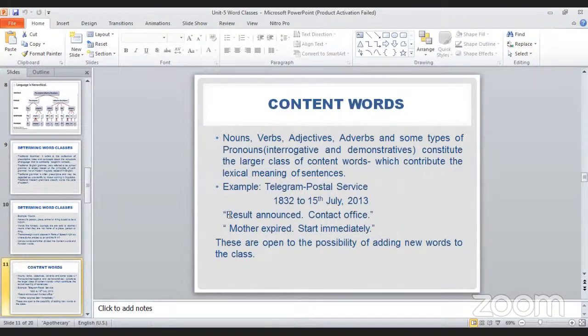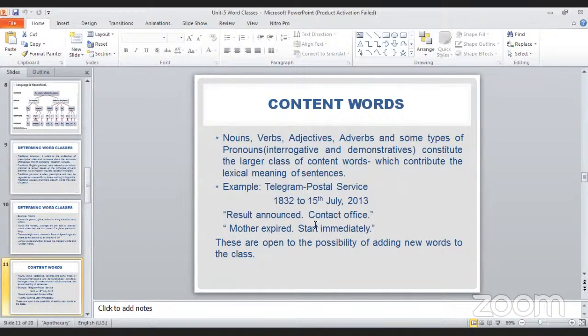So in telegrams, they were sent like this: results announced, contact office. Mother expired, start immediately. This is what a telegram was like. And what happens when a sentence or a word is given like this? They are open to the possibility of adding new words to the class. So in here, I can add some more content. For example, the results have been announced. Kindly contact the office. Can I refer to it like that? Yes, madam, that would give more sense to the words that are given there.